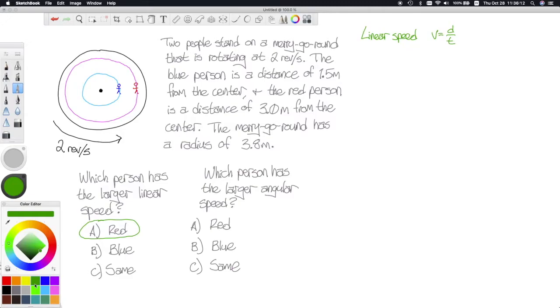So linear speed is distance over time, and each of these people, let's look at 1 full rotation, is traveling a distance of 1 circumference of a circle. So d for our red person is 2 pi r, and the r we need here is the radius of the circle that the red person is making.